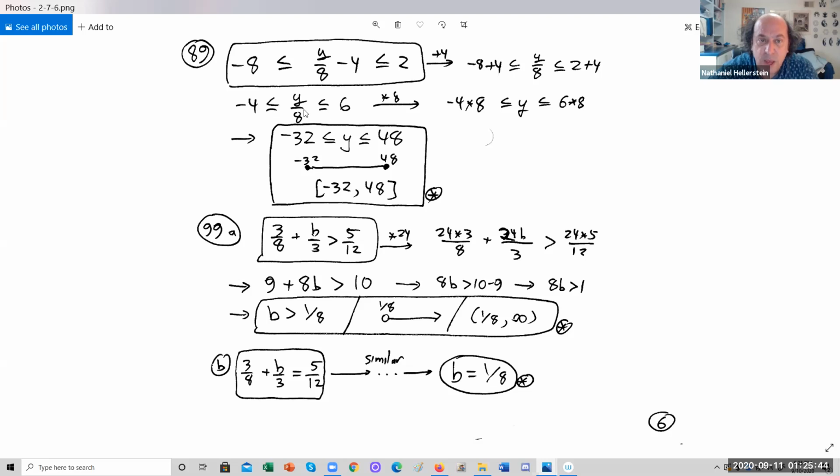Now to get rid of this 8 here, we'll multiply all three parts by 8. We get -4 times 8, y, and 6 times 8. And since we're multiplying by a positive number, these inequality signs stay the same. So this works out to -32 is less than or equal to y is less than or equal to 48. So it's a closed interval. It includes both endpoints, from -32 to 48 inclusive. So it's denoted by square bracket, -32, 48, square bracket.